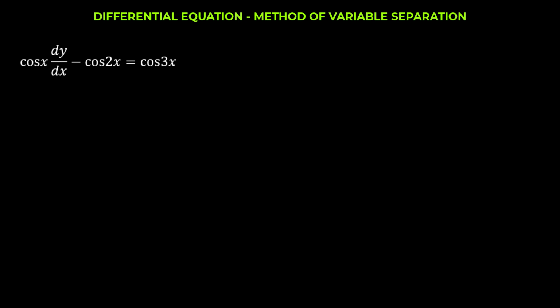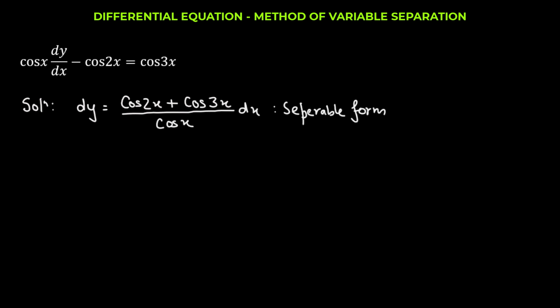Here we have the differential equation cosine of x times the derivative of y with respect to x minus cosine of 2x equals cosine of 3x. So let us begin by separating the differentials. We have dy equals cosine of 2x plus cosine of 3x divided by cosine of x, all multiplied by dx. Now this is in the separable form.